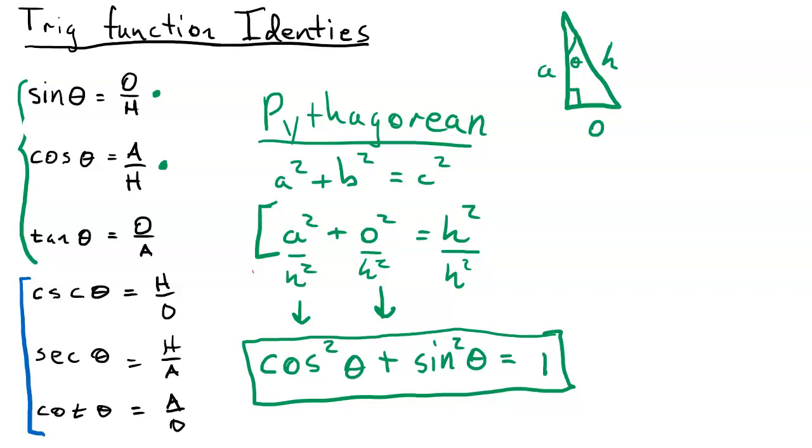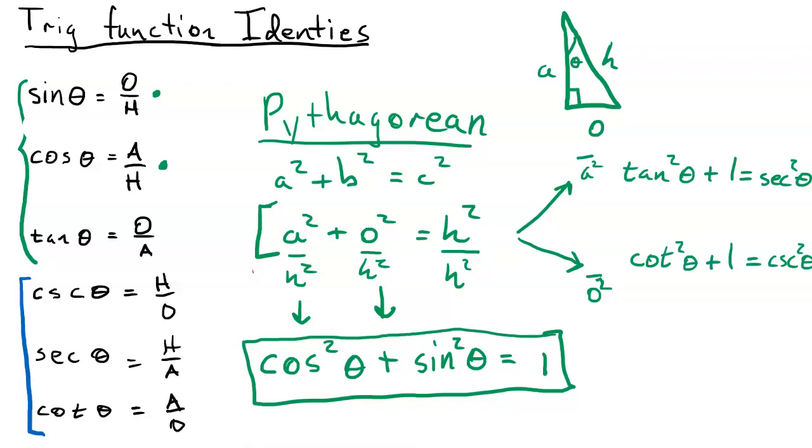There are two other Pythagorean identities, and they stem from dividing both sides by a squared, and the other comes from dividing by o squared, or opposite squared. Just writing those really quickly, we get, I think it's cosecant squared theta. No, it's secant squared. Sorry. When we divide by a squared, we get secant squared theta plus 1 is equal to hypotenuse over, was it a squared? Okay, I messed this up.